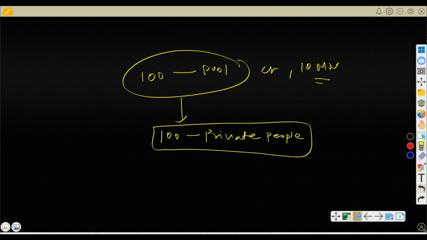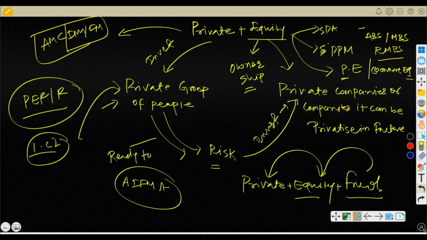For example, rich people, high net worth individuals who are ready to take risk and who are eligible for this investment theme, only those can invest in private equity funds. That's what I said, private group of people. Common people cannot take risk with 500 or 600, and it's not even allowed. So you require a minimum 1 CR or 10 million to be part of this private group of people, and then you can invest in private equity funds.